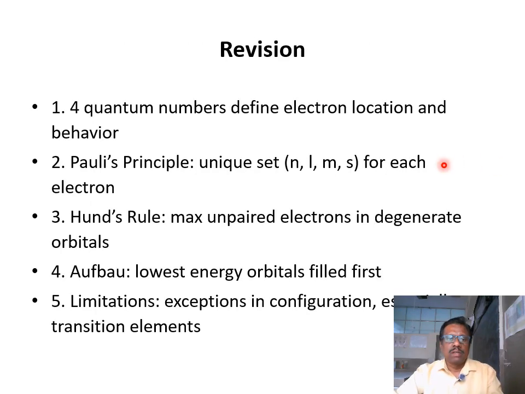Revision. First, the 4 quantum numbers define electronic configuration, location and behavior of the electrons. Pauli's exclusion principle: unique set of n, l, m, s for each electron. Hund's rule tells that the maximum number of unpaired electrons in degenerate orbitals is possible. Aufbau principle indicates the lowest energy orbitals will be filled first before occupying the higher energy levels. Limitations: exceptions in electronic configurations, especially in the transition elements.